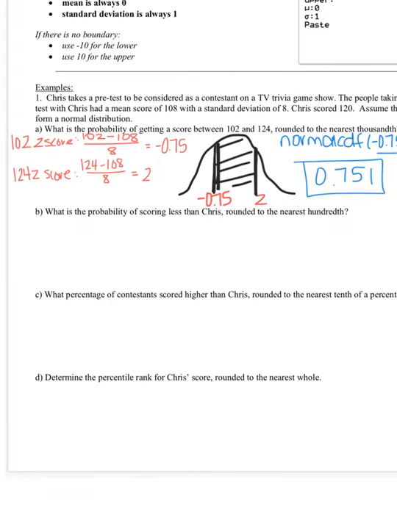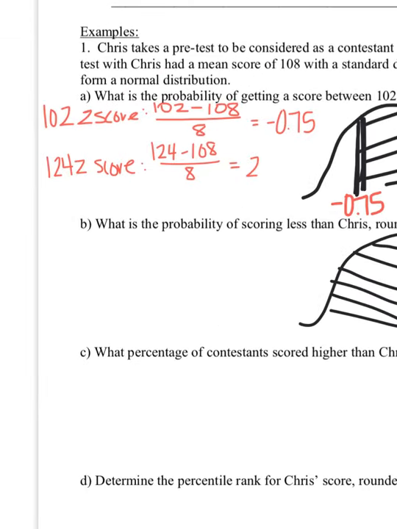Letter B. What's the probability of scoring less than Chris? Again, I'm going to draw the curve just because I think it makes a little bit more sense. This is my curve. Chris scored a 120, which is above the mean, so it's a little bit to the right. And we want to know the probability of scoring less than Chris, so that goes all the way back. Okay? So I have to figure out where Chris is. What is Chris's z-score? So he got a 120.